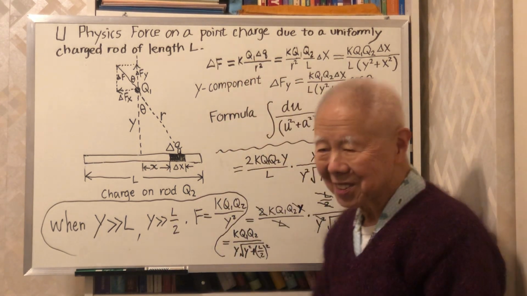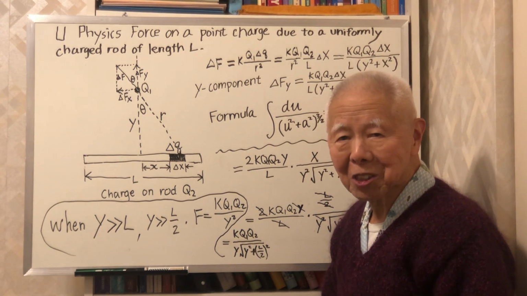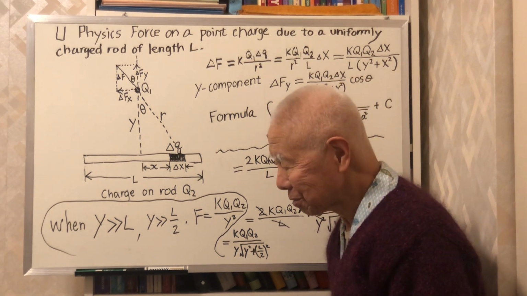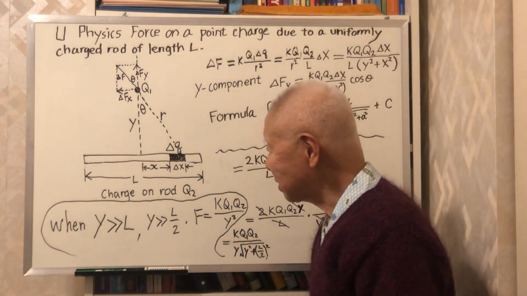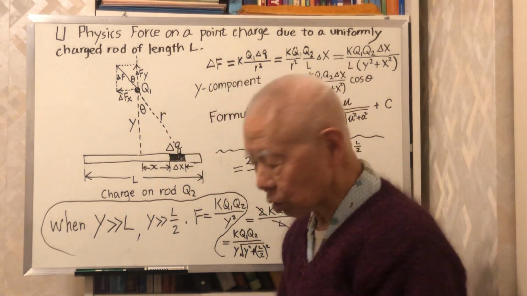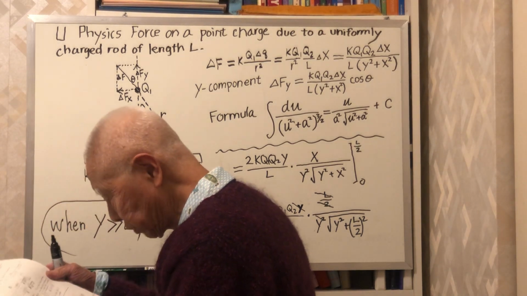Therefore, the formula becomes Coulomb's law for two point charges. Okay, this is when you use the table of integrals. Next, you do not use the table of integrals.